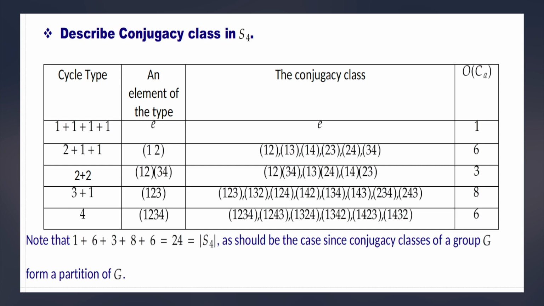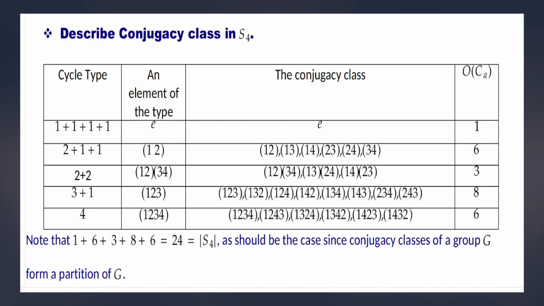Next, see, the cycle type is 2 plus 2. The element of this type is the product of (1 2) and (3 4). The conjugacy class is the product (1 2)(3 4), the product (1 3)(2 4), and the product (1 4)(2 3). Here we have only 3 elements. So, the order of C(a) here is 3.